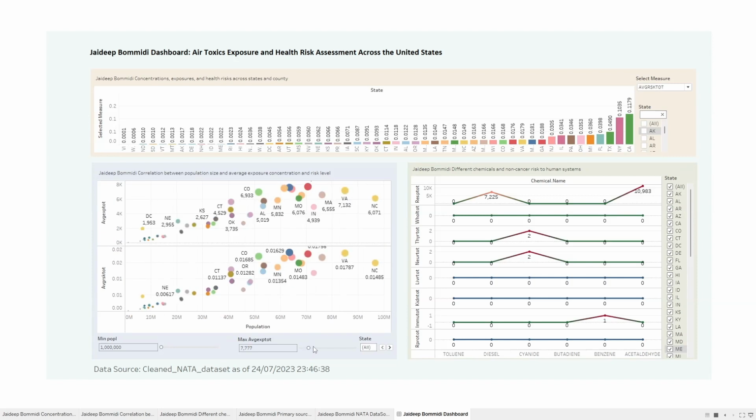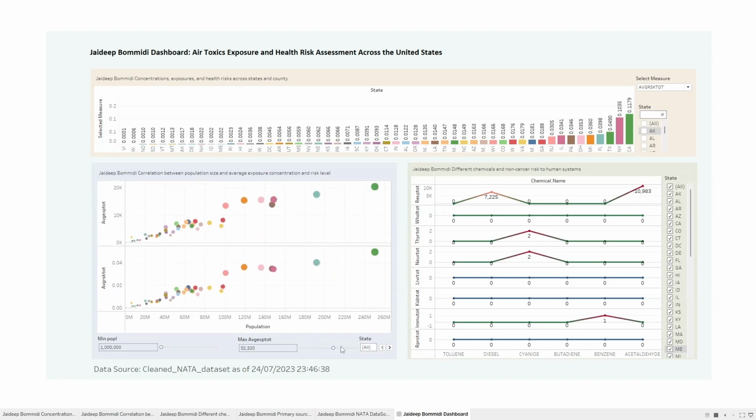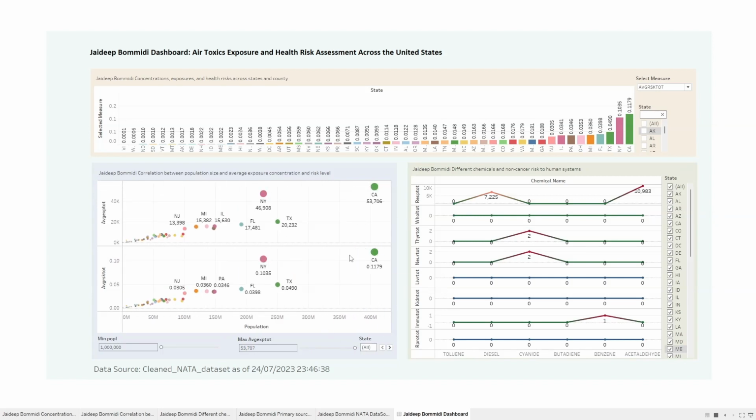And now if I go further along the line, I can see different states, and if I go to the top of the line, you can see that California has the highest population and also exposure as well as the risk levels. Texas is the exception among all this; even though it has a higher population compared to New York, it has half of the exposure and risk levels. So I suggest the public health officials look at how the Texas state is implementing restrictions and policies to have a very healthy environment and human health.